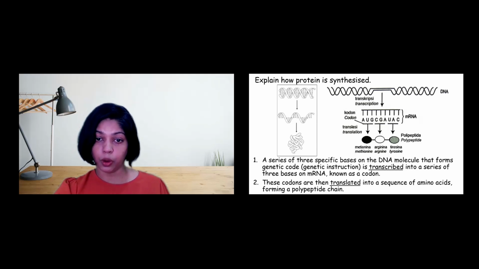DNA is the master copy of genetic instructions. In protein synthesis, first the genetic instructions are transcribed to form mRNA. The mRNA is then translated into a sequence of amino acids, forming a polypeptide chain. The polypeptide chain then folds to form a protein.